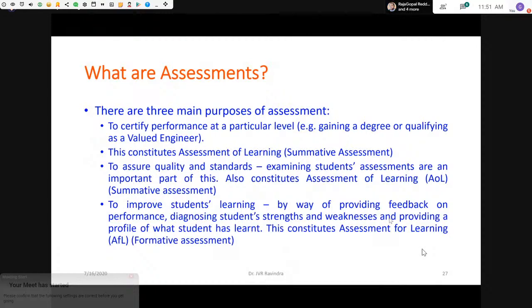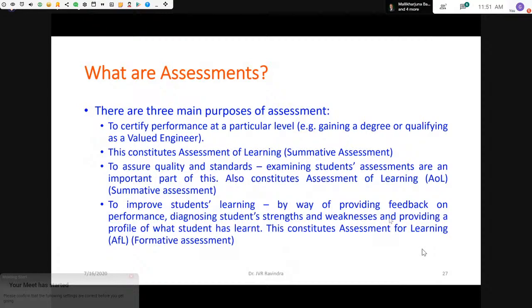And please look at the last point here. I'm not going one after another, but look at the last point. The formative assessment is to improve the students' learning. So continuously you have to test it in the entire semester. Okay, that's what you call the formative.